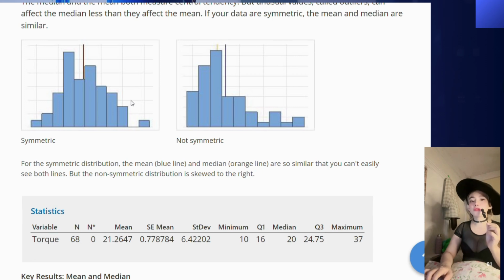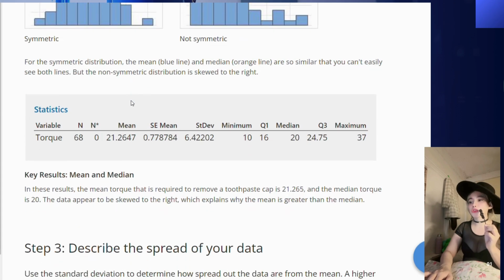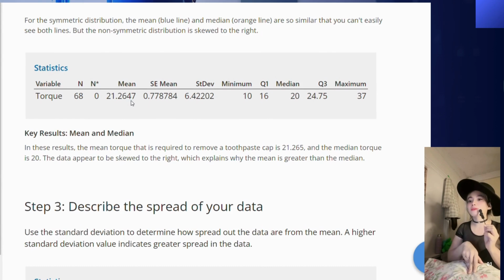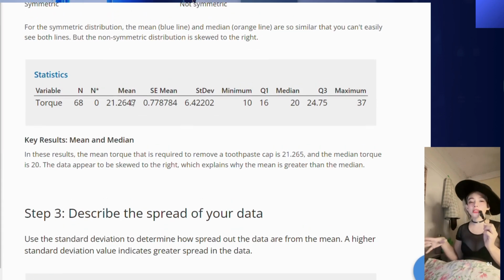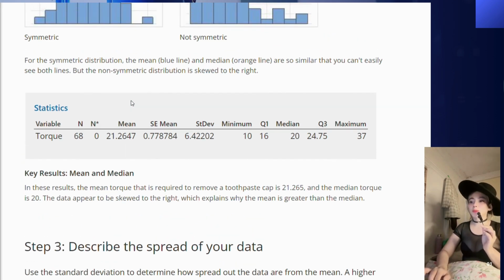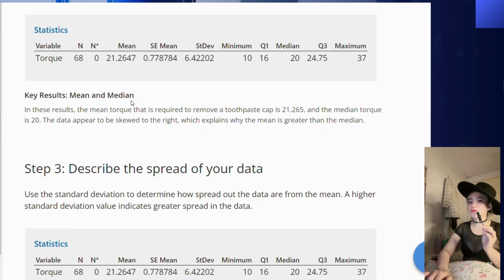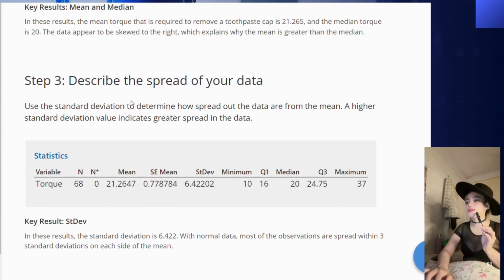For the key results for mean and median, guys, in this result, the mean torque required to remove a toothpaste cap is 21.265, and the median torque is 20. Like mentioned in here, they are almost near to each other. The data appear to be skewed to the right, which explains why the mean is greater than the median. I think it's super clear right now, but it's very, very helpful, right?